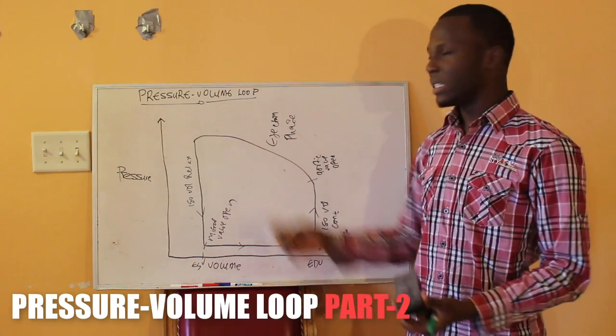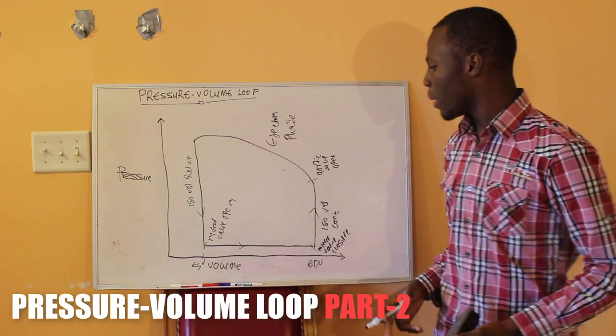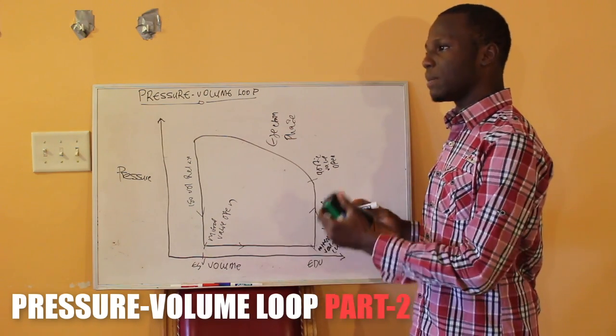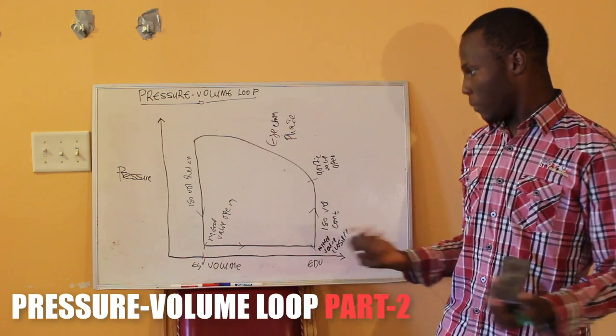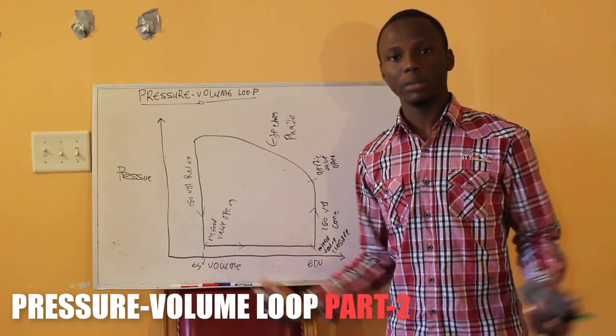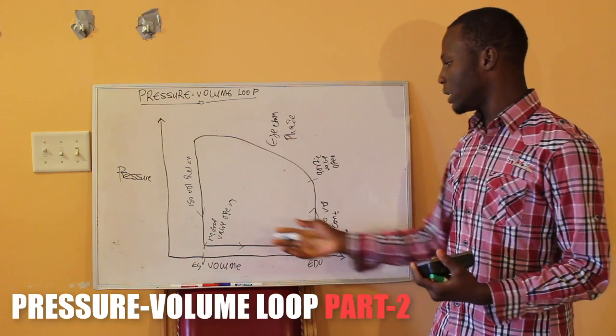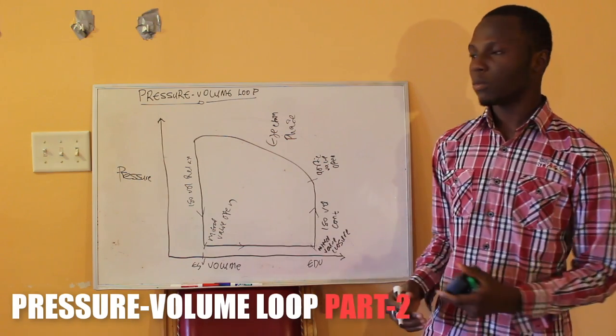So basically, this is our pressure volume loop. And I hope this basically simplifies everything. And probably in the next video we will talk about our heart sounds in our pressure volume loop and our heart murmurs.